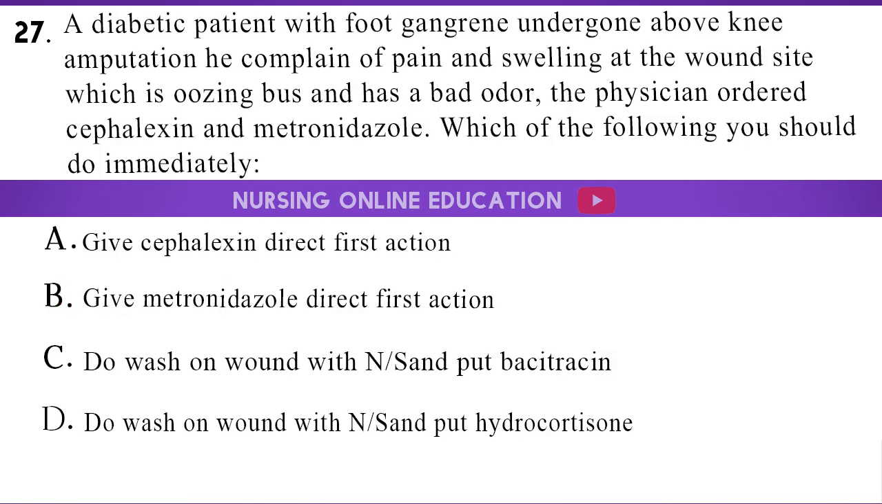27. A diabetic patient with foot gangrene underwent above knee amputation. He complains of pain and swelling at the wound site which is oozing pus and has a bad odor. The physician ordered cephalexin and metronidazole. Which of the following should you do immediately?